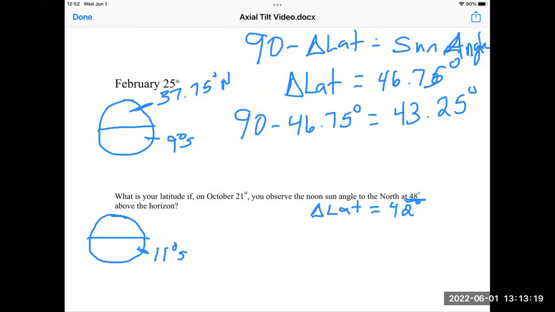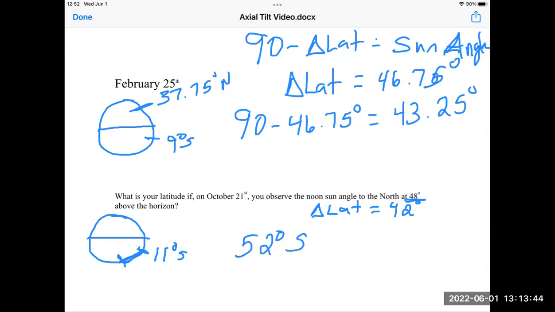So are we 42 degrees north of that, or are we 42 degrees south? Well, it says we see the sun to the north, which means we have to be south of the sun. So we would go south from the 11 degrees. We would add 42 degrees to that. And our latitude would be 52 degrees south latitude.